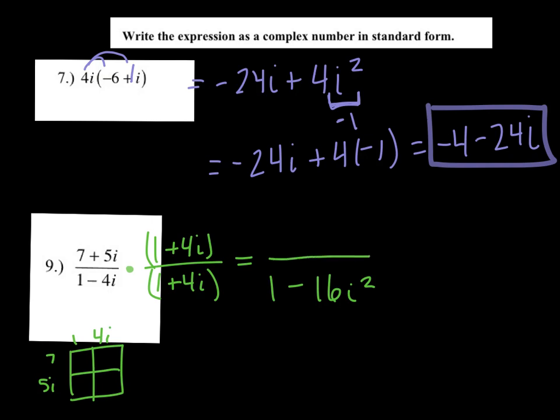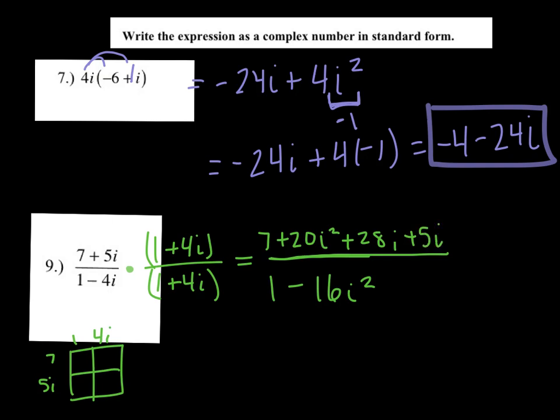On the top, we're going to get 7 plus 20i squared plus 28i plus 5i.